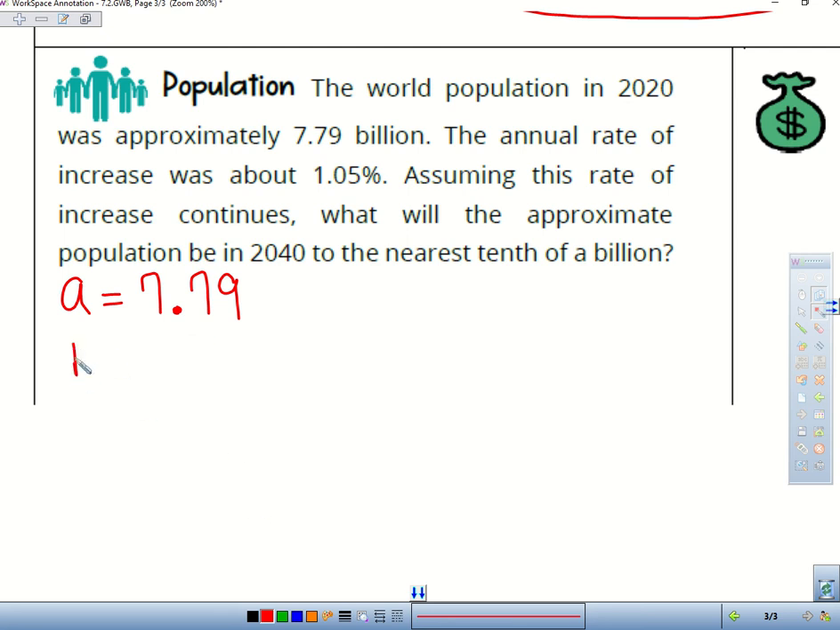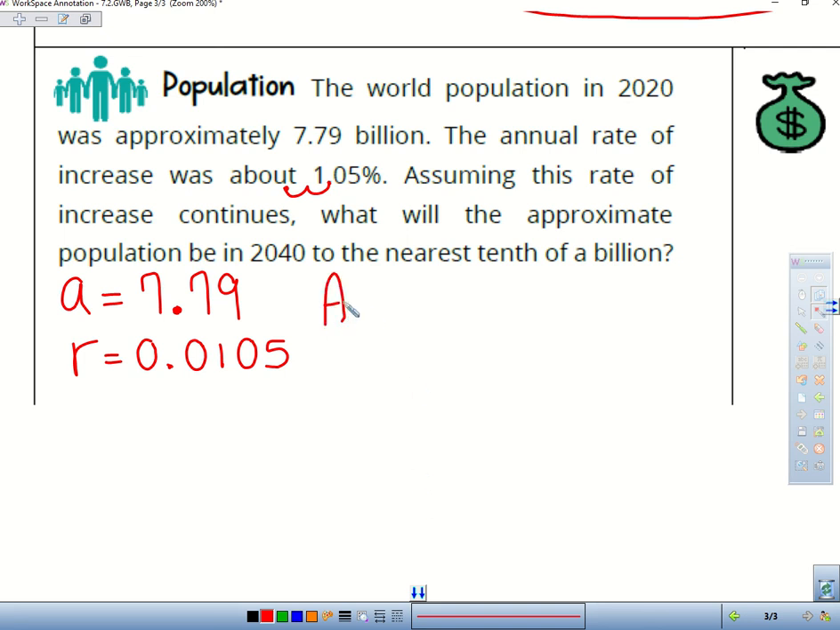Now, the formula also wants r, which is your rate. So what is our rate here? 1.05. Good. This is the rate as a percent, but we need to convert it to a decimal. So we need to move the decimal place 2 places to the left. So it's going to be 0.0105. It's kind of weird when it's already a decimal in the percent, but that's how you do it. So now we're ready to use our formula. We have A and we have little a and we have r.